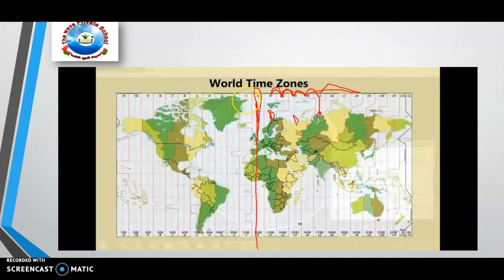If in this country my time is 12 o'clock and I want to go this side, first of all, how much time difference? 1, 2, 3. It means 3, and not more but less, because this is the minus side. So if it is 12 o'clock here, I have to do minus 3. 12 minus 3, how much? 9. So it will be 9 o'clock. That's it. This is how you can observe the time zone.